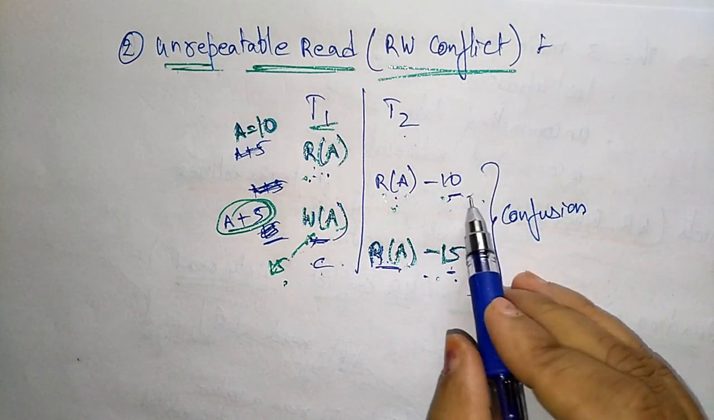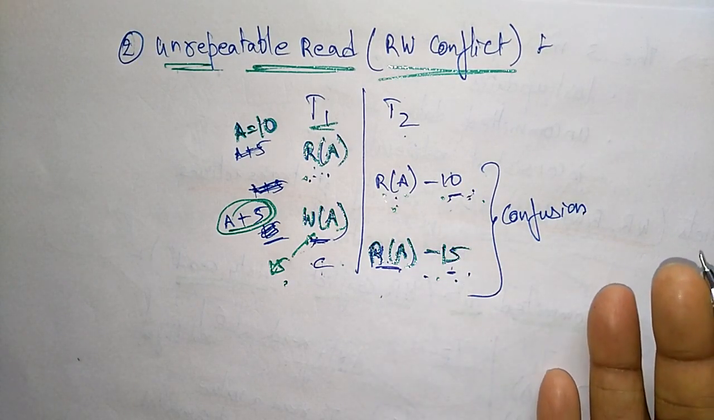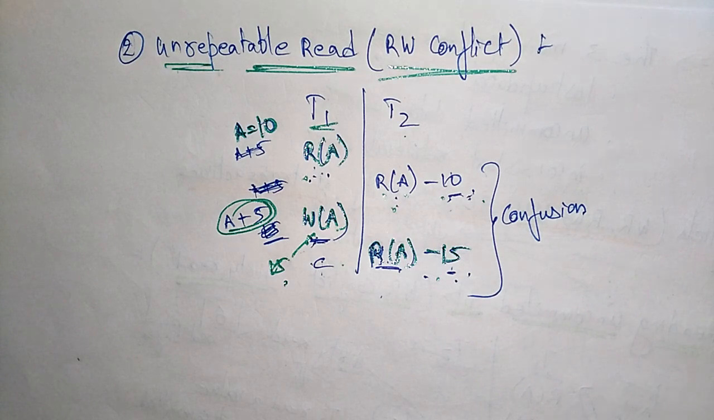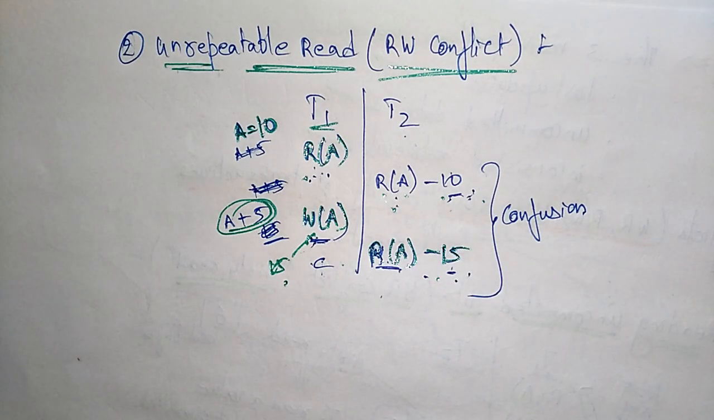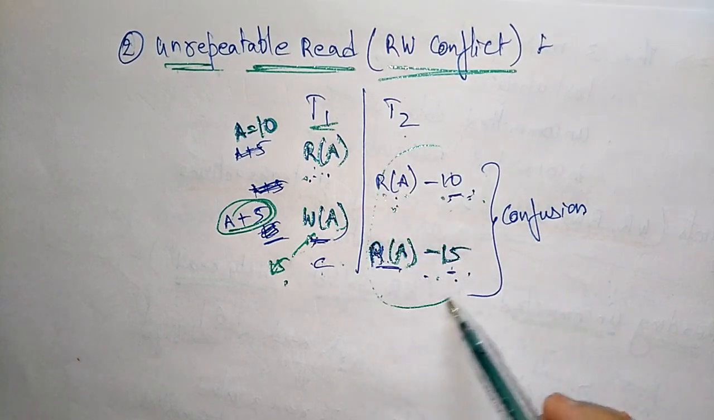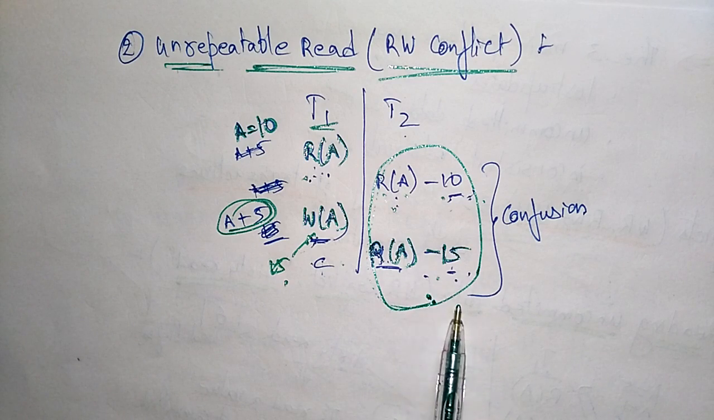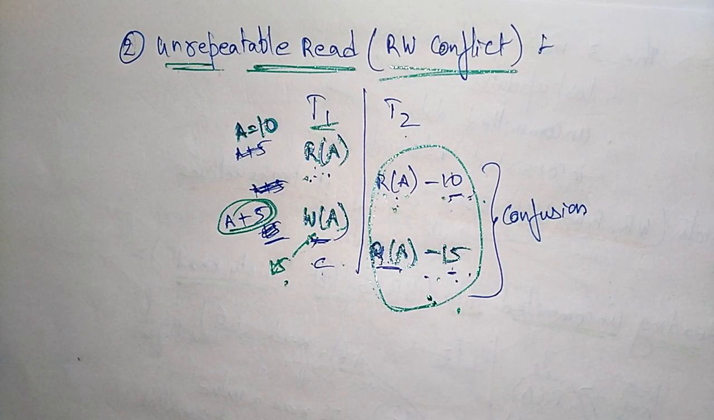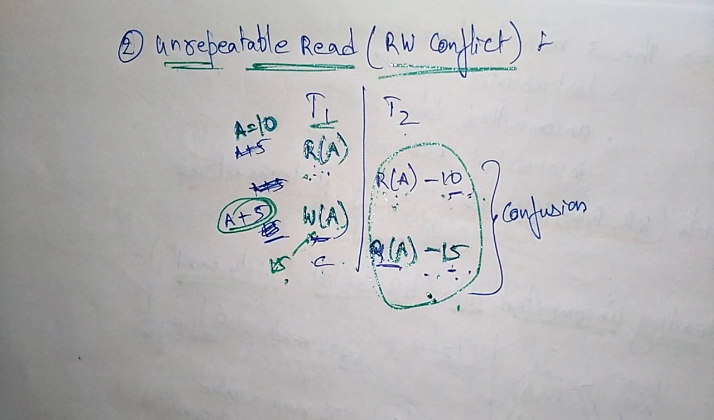Why are there two values for A? A is 10, and again A is 15. Now what value do I have to write? What value should T2 store in the database? What value has to be committed? That is a problem. You call it an unrepeatable read, a read-write conflict. According to the transaction, it thinks it is in isolation, meaning only that transaction is executing at present. So this is the unrepeatable read.